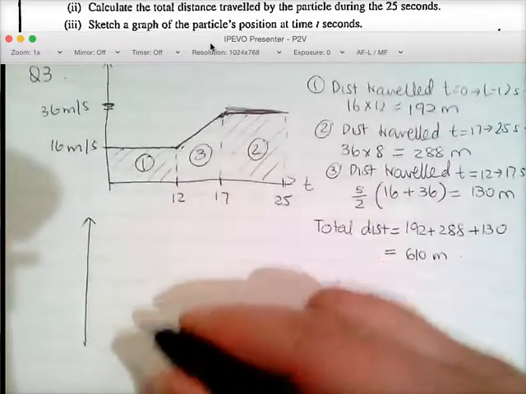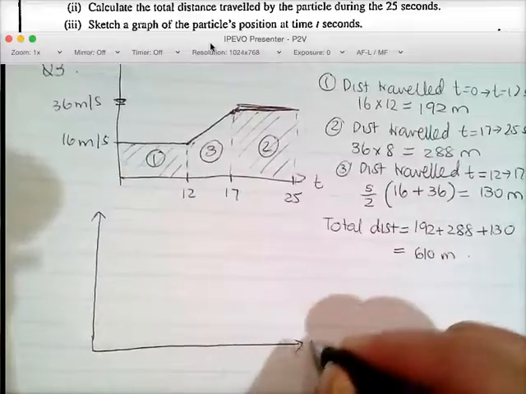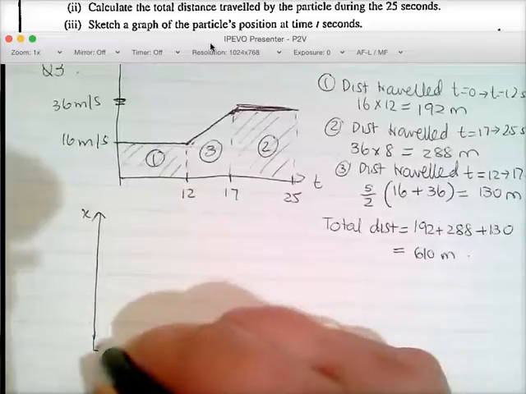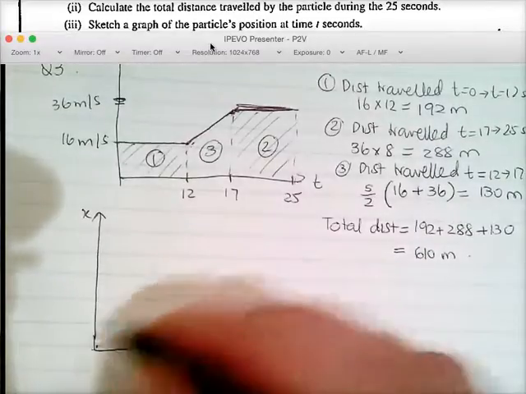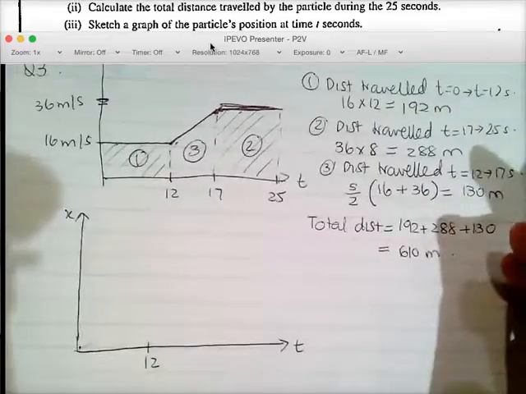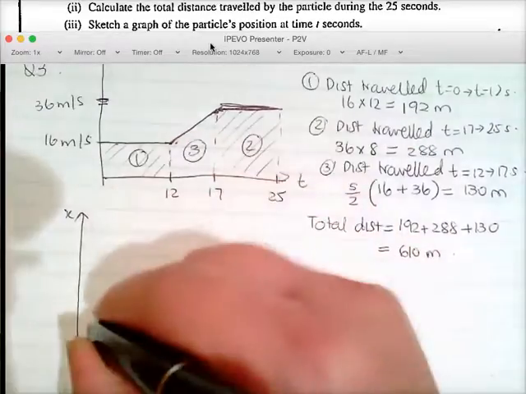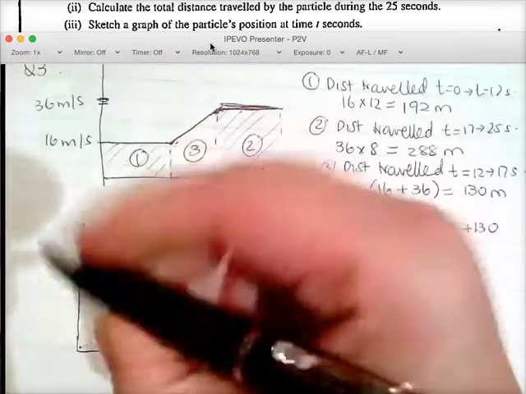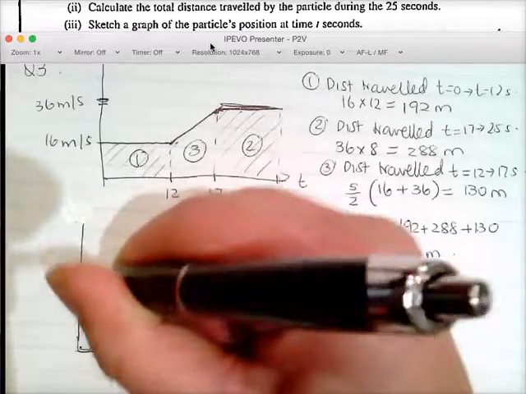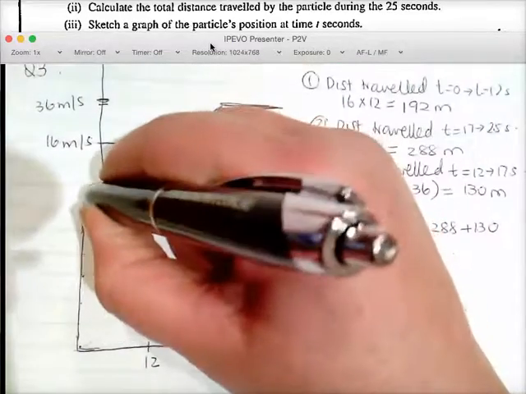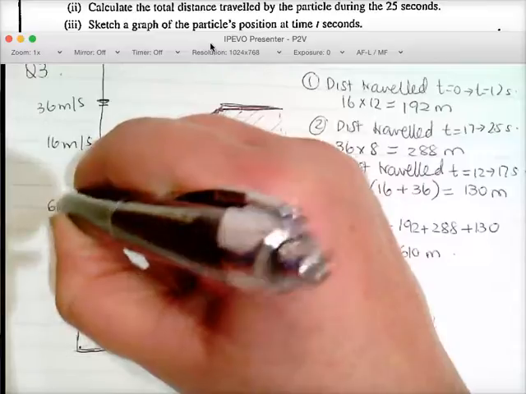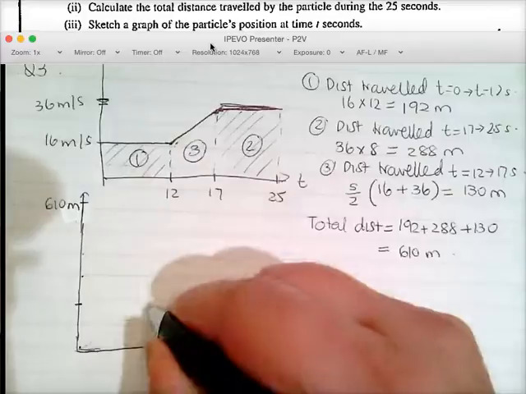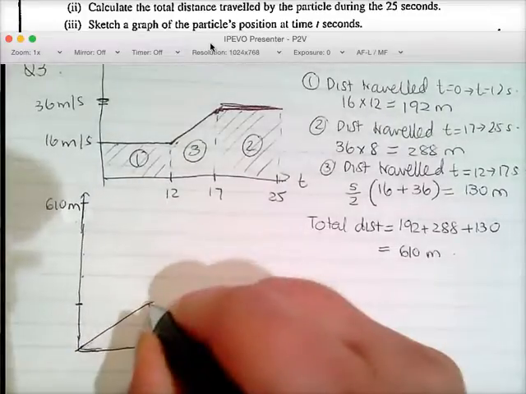So here I've got displacement versus time. For the first 12 seconds, it's got a constant velocity, and it's travelled in those first 12 seconds 192 meters. So actually I really need to get this scale correct. We did travel 610 altogether. So if that's 0, 1, 2, 3, 4, 5, 6, 610 is going to be up here somewhere. That's where we're going to finish. So 192, roughly about there, straight line graph.